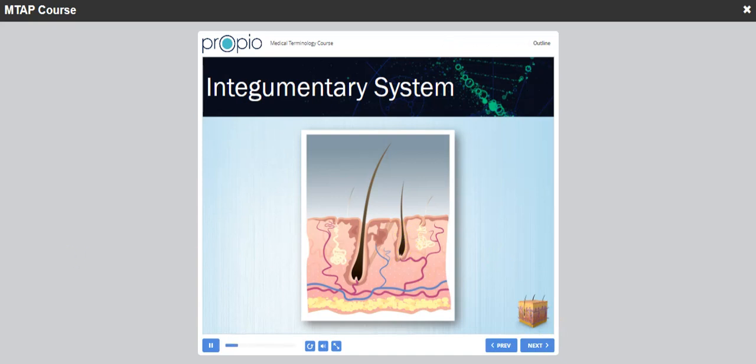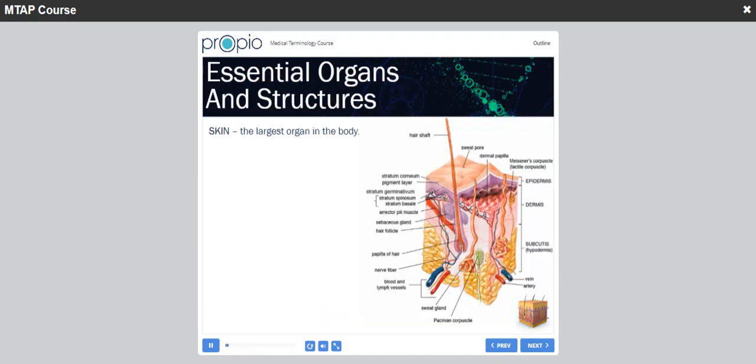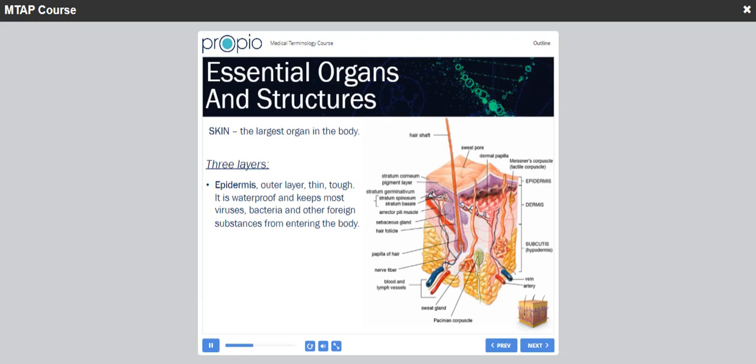Integumentary system. The essential organs and structures of the integumentary system are skin, hair, nails. Skin is the largest organ in the body. Did you know that? There are 3 layers of the skin: epidermis, the outer layer, thin and tough. It's waterproof and keeps most viruses, bacteria, and other foreign substances from entering the body. It has melanocytes that produce melanin, responsible for the color of skin.